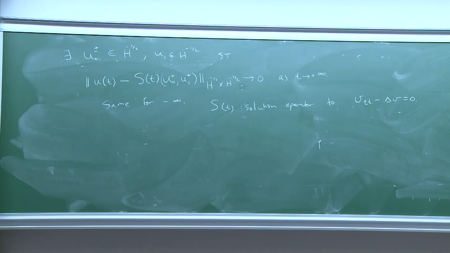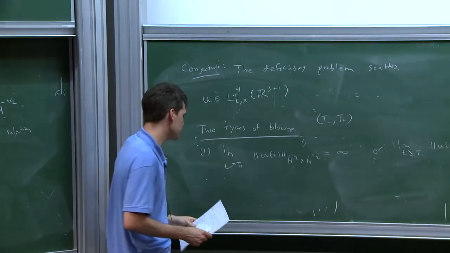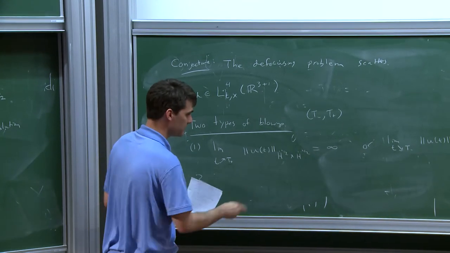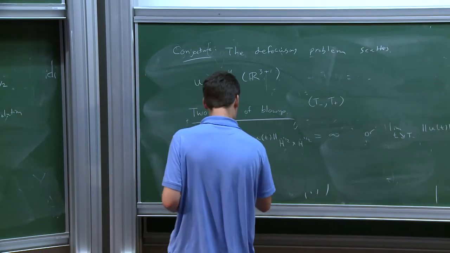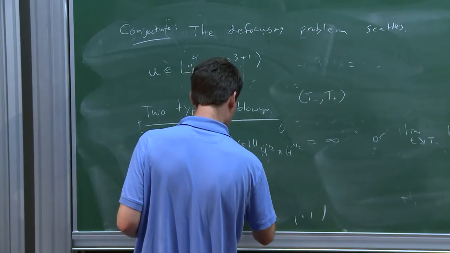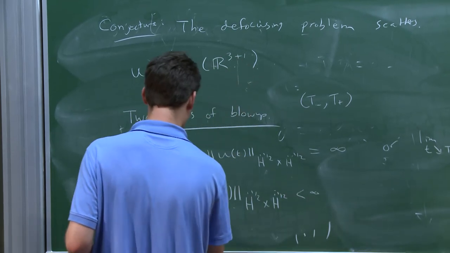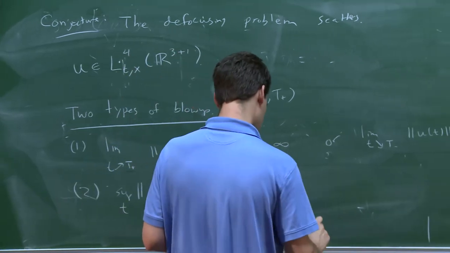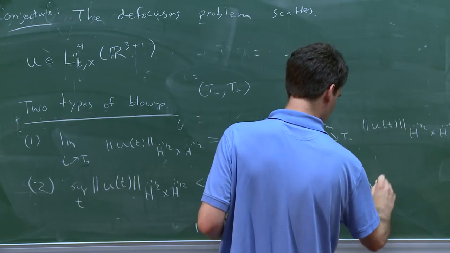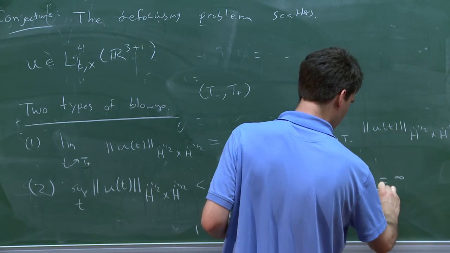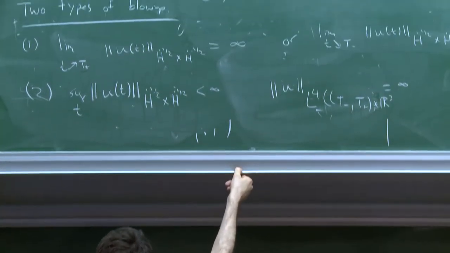So if this norm goes off to infinity, then automatically the game is over, right? You can't scatter. But even still, it might fail to scatter even if this type 1 blowup doesn't happen. And then that's called the type 2 blowup, where the sup is less than infinity, but nevertheless, you still have the L4 norm equals infinity. So these are our two types of blowup solutions.